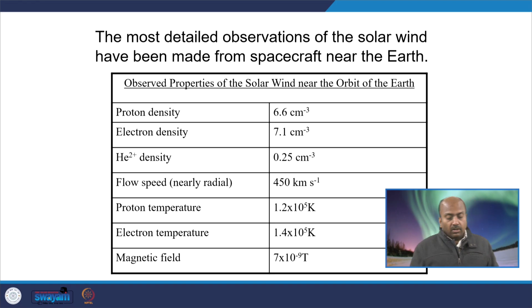And proton temperature, 1.2 × 10^5 Kelvin. Electron temperature being different, 1.4 × 10^5 Kelvin. And the magnetic field is of the order of 7 nanotesla. So these properties change continuously, but these are the average parameters observed near the Earth's orbit. And more importantly, if you read about the recent Aditya L1 mission, you will realize that many of the experiments have been particularly designed to capture the variability of solar wind over the solar cycle.